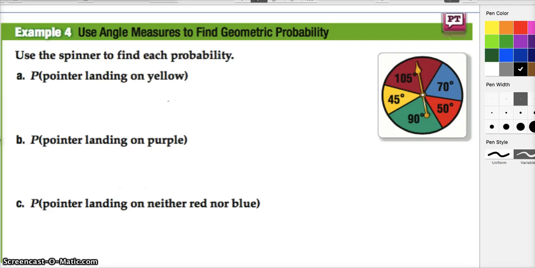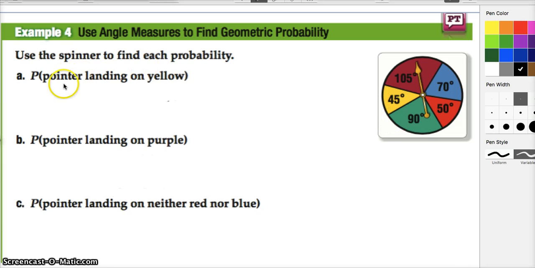So here's example 4. It's our last example of the section. We're going to use measures to find geometric probability. If you notice, our spinner circle here has degrees. So this will be 45 degrees, 90 degrees, 50, 70, and 105 degrees, referring to how much of the whole 360 degrees of this circle each colored sector is taking up, right?